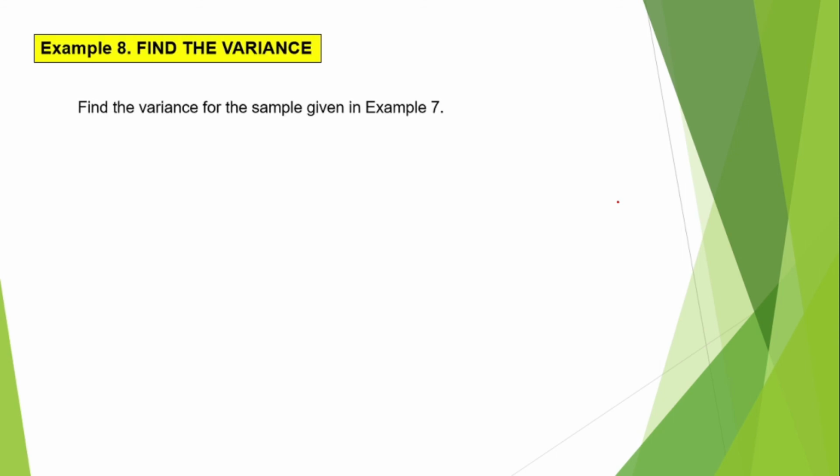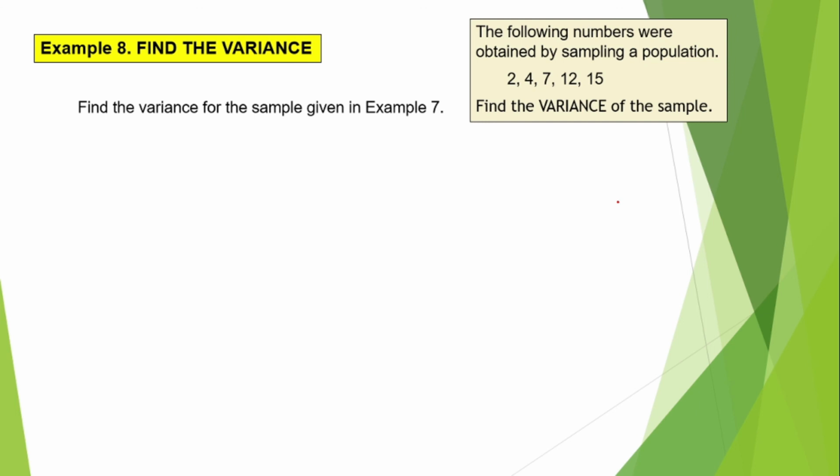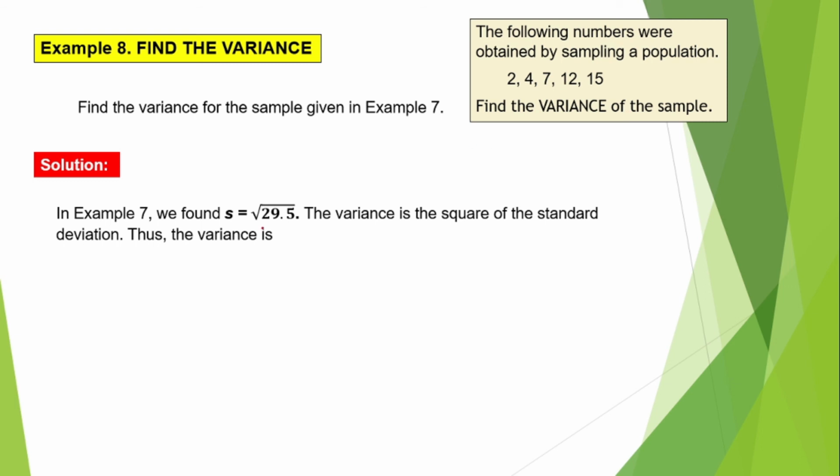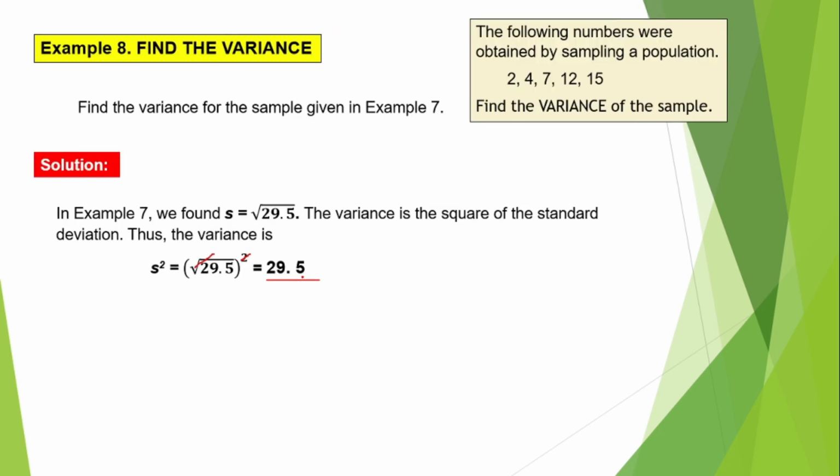So let's have an example 8. Find the variance of the sample given in example 7. This is our given example. By this, find the variance of the sample. So, in example 7, we found that S is equal to the square root of 29.5. The variance is the square of the standard deviation. Thus, simply get the square, it will cancel, and the answer here is 29.5. So, that is our variance.